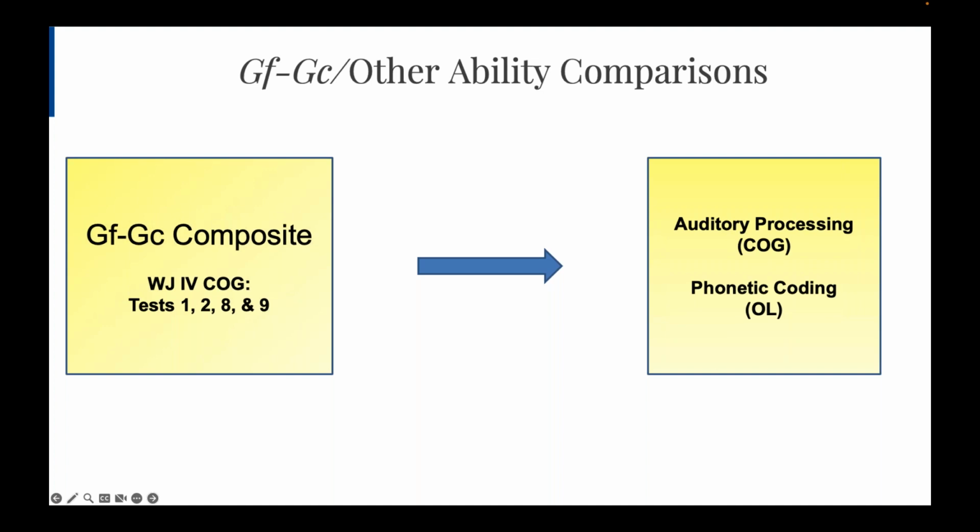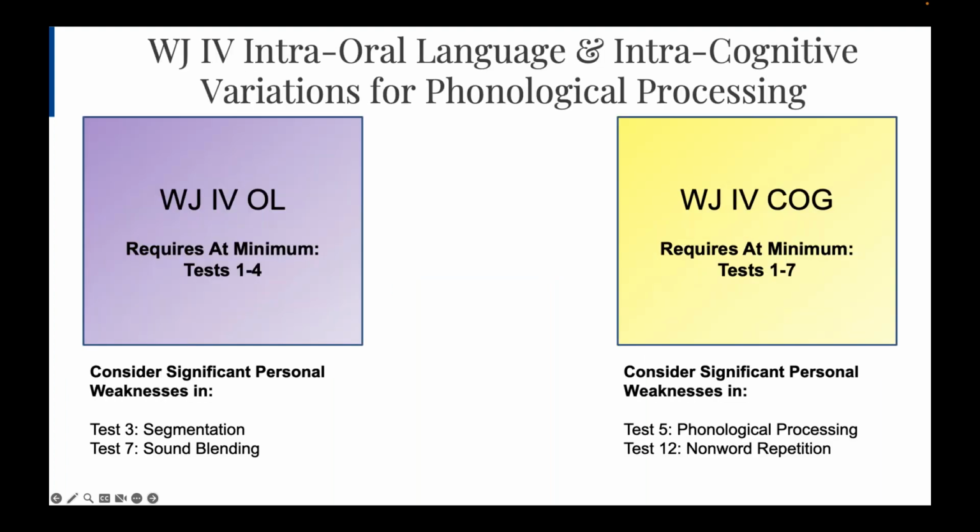And lastly, one other consideration, if we're thinking about comparisons, which are different than variations, is using the GFGC composite to predict how well your examinee should do in the domain of auditory processing and phonetic coding. This comparison might be helpful if we're noticing that the examinee has some sort of profound weakness on a test that's used to predict their performance when you're running these variations. So for example, if I'm using the WJ4-COG and my examinee has a profound weakness on test 3 of the WJ4-COG, that profound weakness is going to play a role in that procedure when I'm looking at phonological processing and non-word repetition.